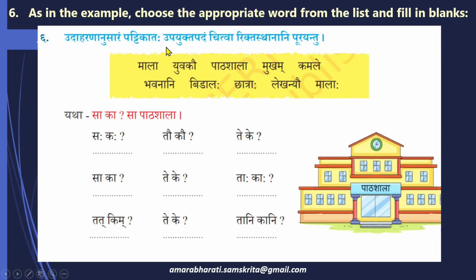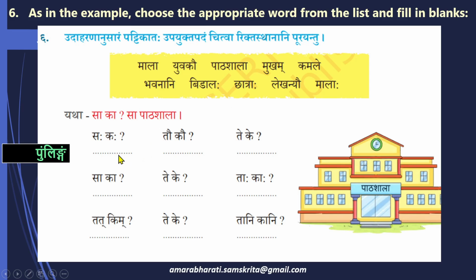Now we come to the next question. Udaharananusaram pattikatah upayukta padam chitva riktasthanani purayantu, which means: as in the example, choose the appropriate word from the list and fill in the blanks. We are given a list here and we have to fill in these blanks. This is sometimes a tricky question because there is likely to be confusion, and whatever I told you in the previous slide, you have to remember before answering this question. We have already got one answer here: Sa ka sa patashala.